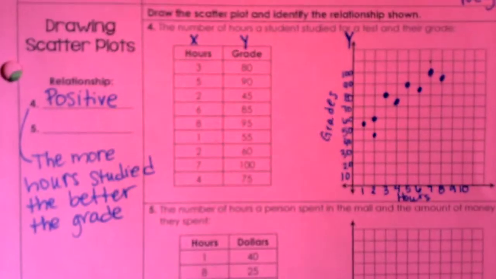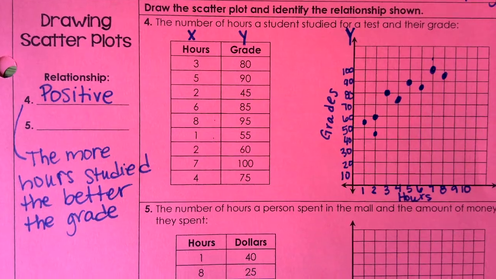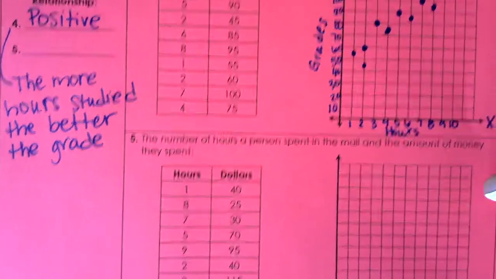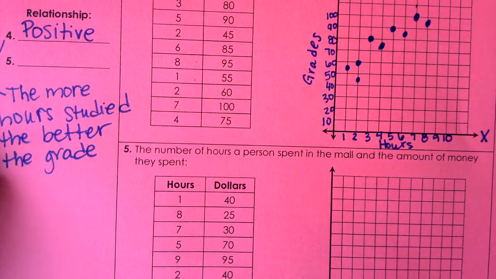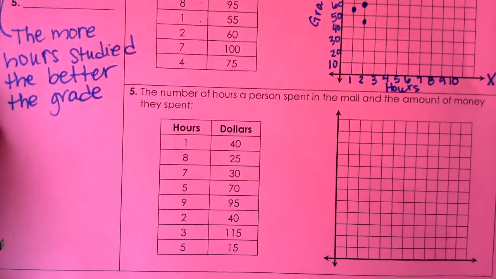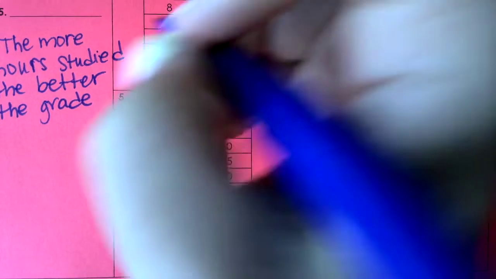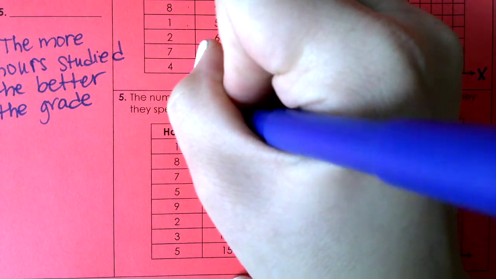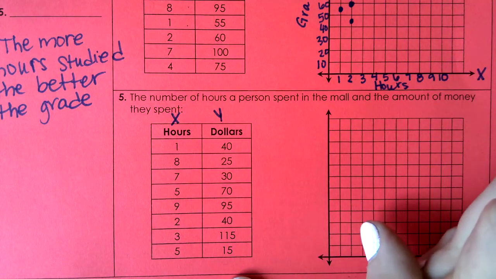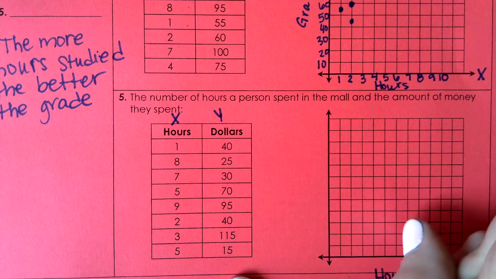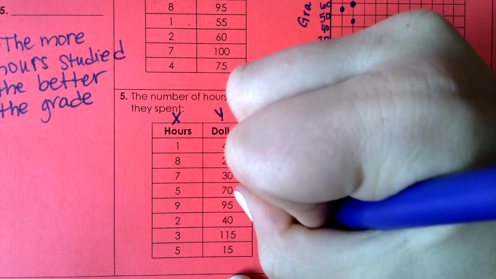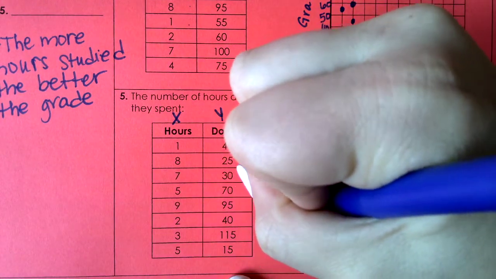So what we're going to do is that same exact thing, but with the number of hours a person spent in the mall and the amount of money they spent. Okay, so X is hours, Y is dollars. So I'm going to have my hours on the bottom, and I'm going to have my dollars on the side.